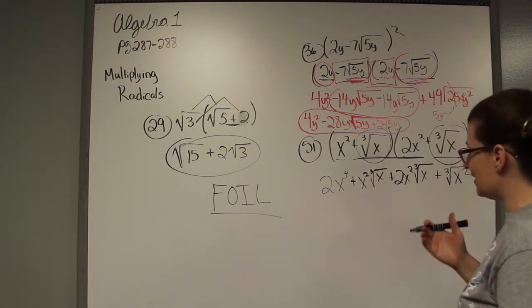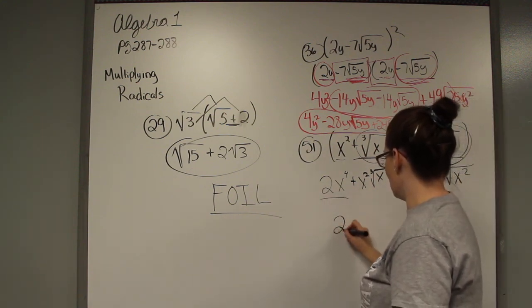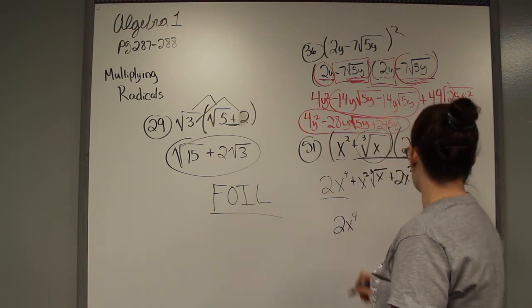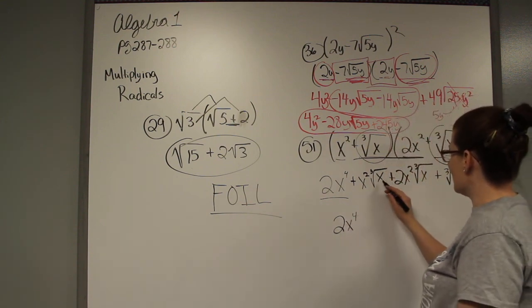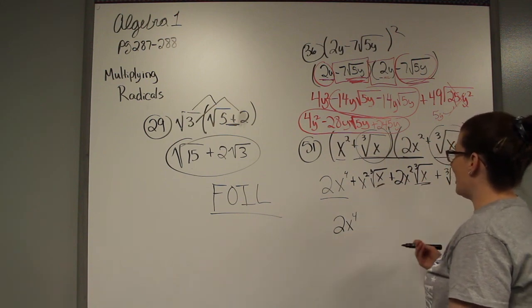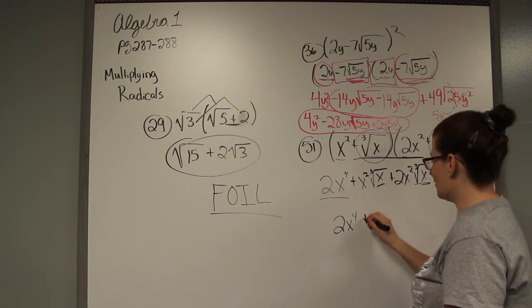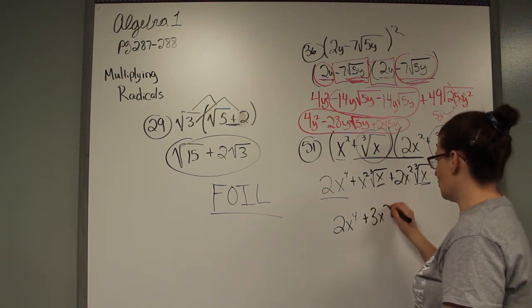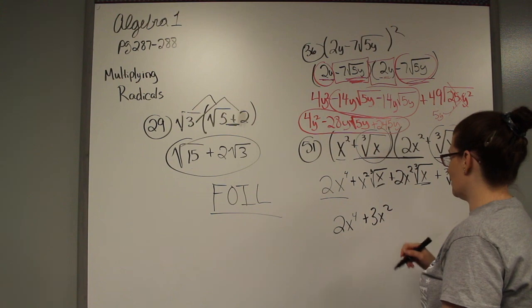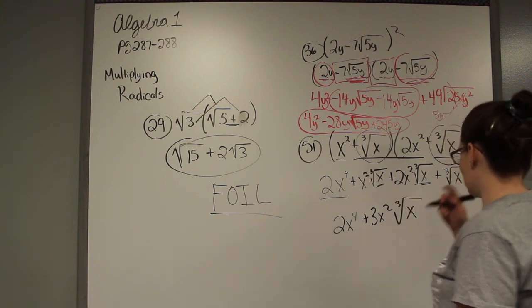Now I need to check to see if I can combine anything. This has nothing to go with it, so that comes in the answer. This has the same thing in each radical, so I can add those. So that is like x squared plus 2x squared. That's going to give me 3x squared, because that's 1x squared plus 2x squared. And that just comes in my answer.